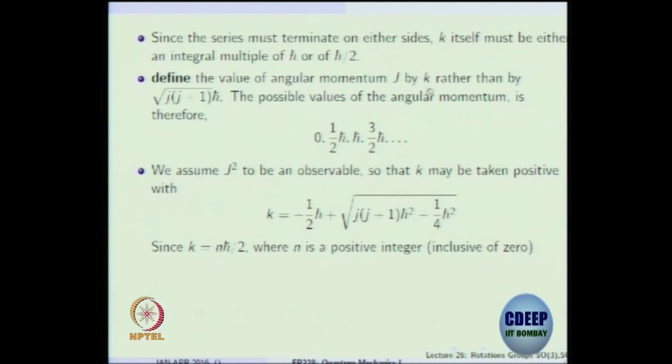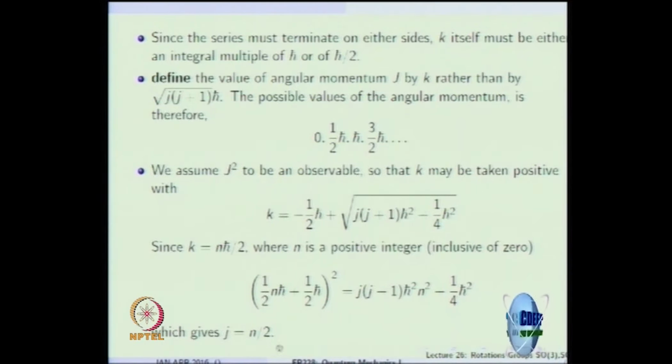And you can define your angular momentum J by k rather than J into J plus 1 h cross. So the possible values of angular momentum will be the same, and the h cross is included in k. So k is n h cross by 2, where n is a positive integer. If n is odd, then it will be half odd integers. If n is even, then it will be integers. And you can fix what j is from here: j will be n by 2.